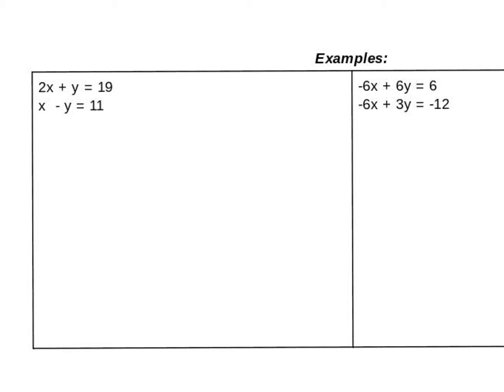In this first example, we have everything in standard form. And as we look at our x's and y's, we can see that those y's are going to already eliminate themselves. If this is the case, then all we need to do is add these two equations together. So now we have 3x, y minus y is 0, 19 plus 11 is 30, and then we can solve for x. So x is going to equal 10.